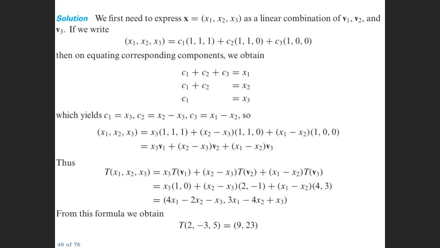So the first thing to do is to find the coordinates of a vector with respect to this basis. In other words, we want to find c1, c2, and c3 such that this equation is true. So we want to find c1 plus c2 plus c3 equal to x1, c1 plus c2 equal to x2, and c1 equal to x3.